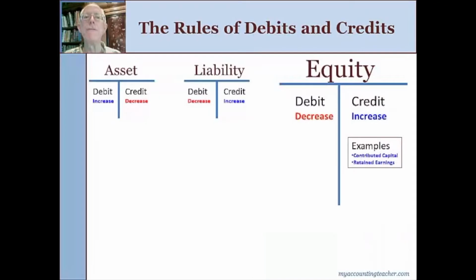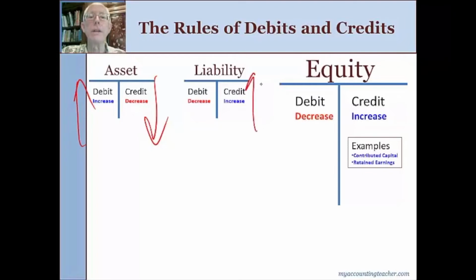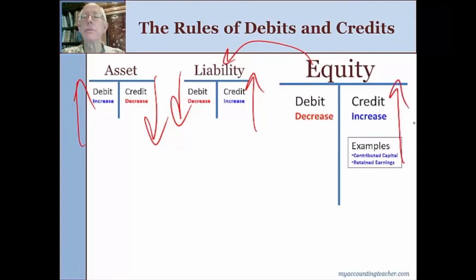Okay, we need a visual image of this whole thing, and here it is. Remember, debits, left side for assets. Debits are going to represent increases in assets. Credits, numbers written on the right side of the page, are going to represent decreases. For liabilities, exactly the opposite. Credits on the right side will represent increases. Debits on the left side, decreases. And we're going to do equity the same as we do liabilities. Credits will represent increases. Debits will represent decreases.